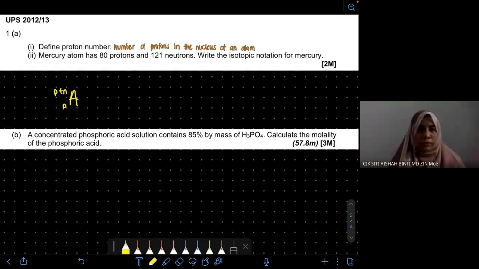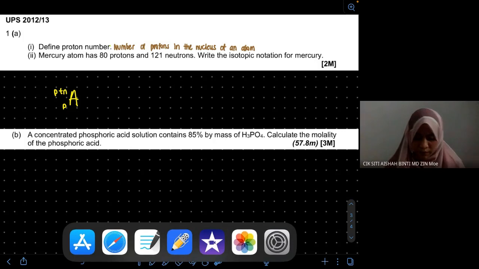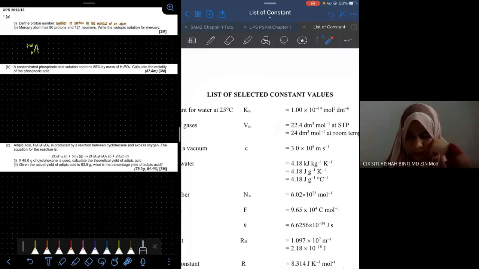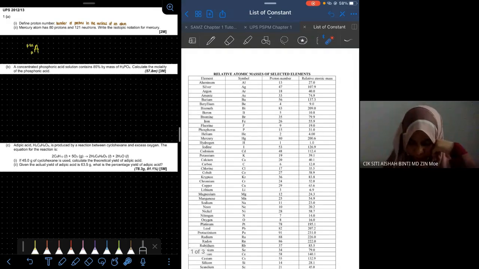Okay. So dekat sini dia kata mercury atom. So mercury ni macam kita jarang dengar juga kan. Usually kita selalu calcium, magnesium, aluminium. Okay, so first simbol dia kamu janganlah main suka hati. What you have to do, tengoklah balik dalam list of constant kita. Okay, mercury. Okay, here we have mercury.